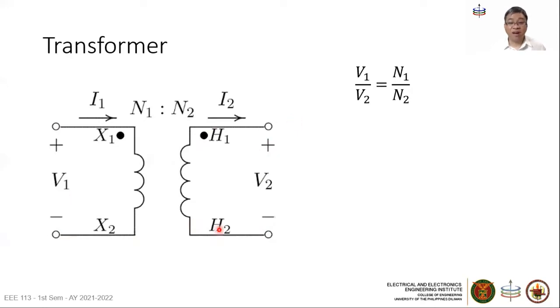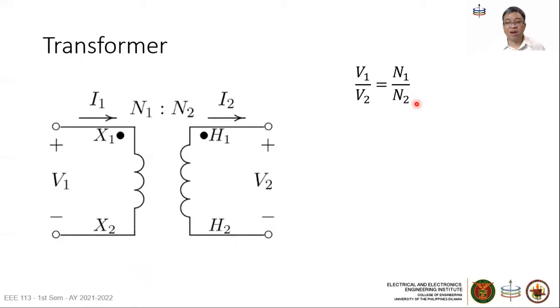Because the magnetic flux is coupled between the two windings, voltage is induced due to changes in the common magnetic field. If you remember Faraday's law, the ratio of the voltages is equal to the turns ratio. So this is what we have: V1 over V2 is equal to N1 over N2.